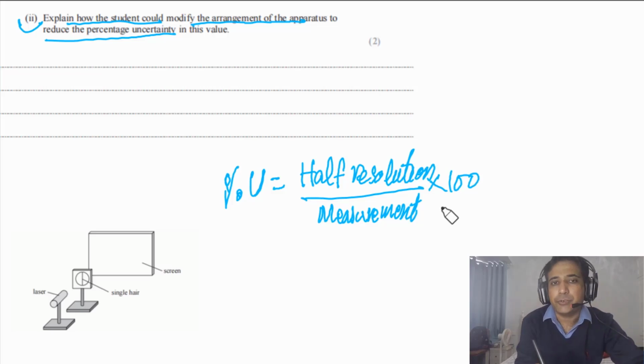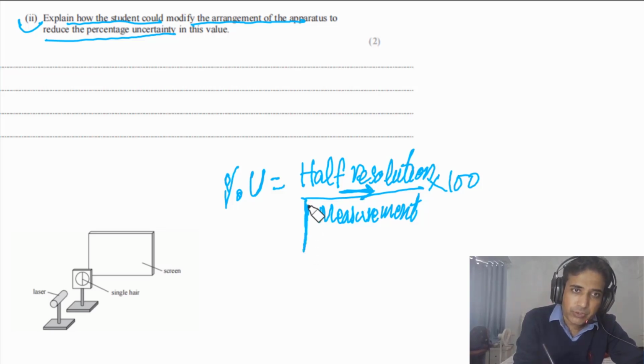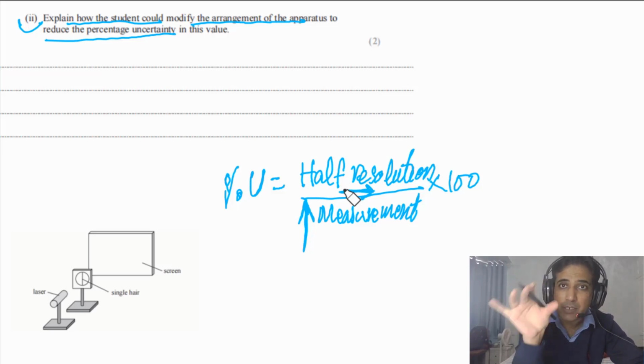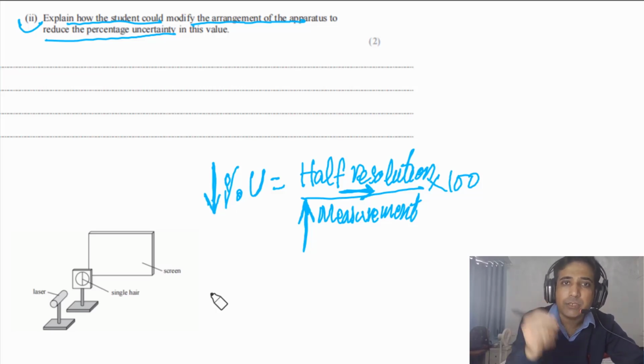If we're using one instrument, the half resolution will stay constant for the same instrument. Each instrument has its own half resolution. The measurement we can change, but we cannot change the half resolution for any instrument. That is a fixed value for one kind of instrument. So we can increase the measurement, and if we increase the measurement, the percentage uncertainty will go down. So now the question is how we can increase the measurement in this case.